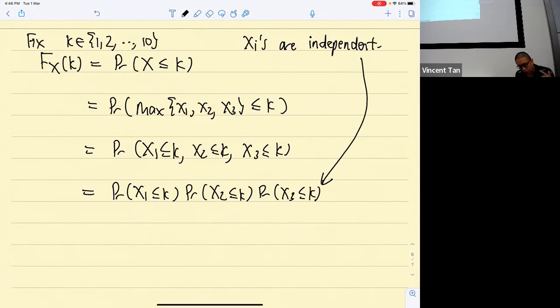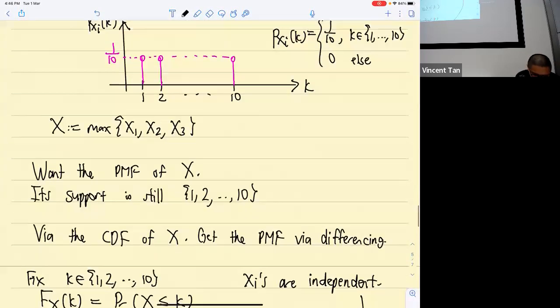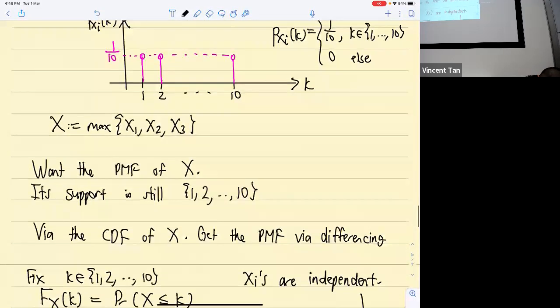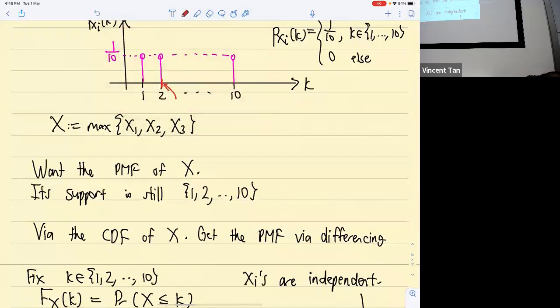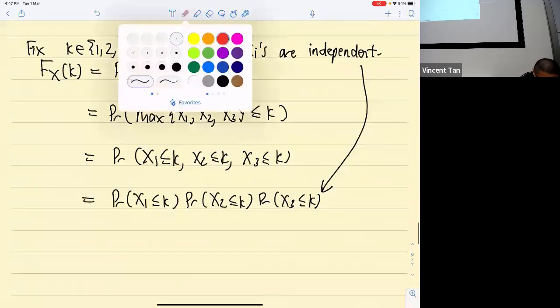But each one of the random variables Xi is uniform on this PMF. So suppose this K is here. Then what is the probability that Xi is less than or equal to K? It is nothing but K divided by 10. So for example, if K is equal to 2 here, what is the probability that Xi is less than or equal to 2? You are picking up these 2 stems, so it's 2 out of 10. Generally, it is K out of 10.